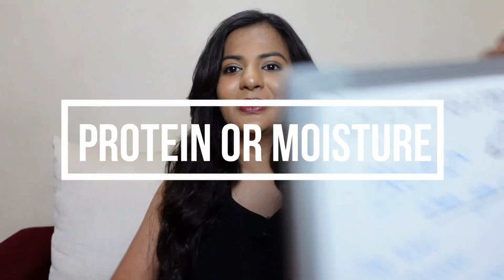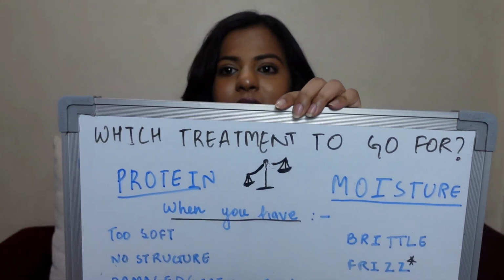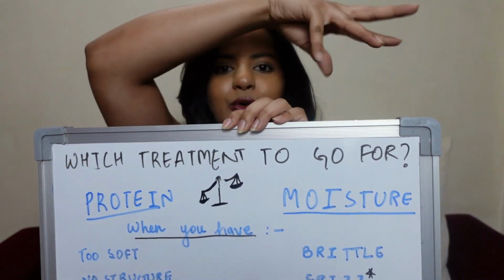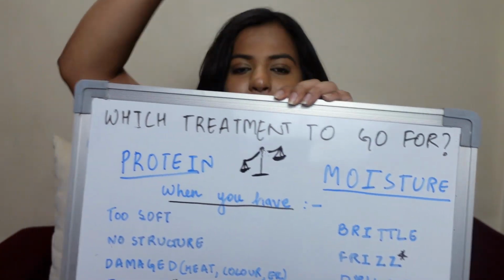But how do you know what exact products you need to use to block or to flatten the cuticle layer? Now there are two things that are very important here. One is protein. Does your hair strand need protein? How do you determine that? And the next is moisture or moisturization, the emollient moisturization that your face also needs. So I have a beautiful solution for you guys. I have made a chart right here. It's like what treatment to go for. Should you go for protein? Should you go for moisture treatment?